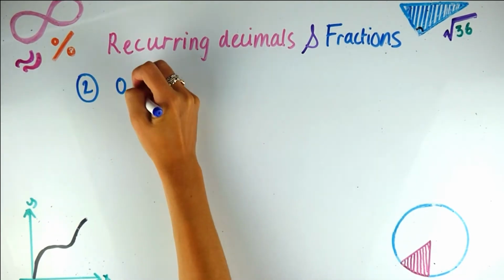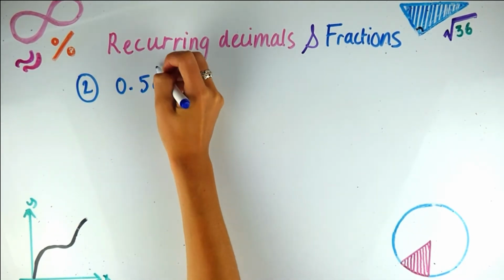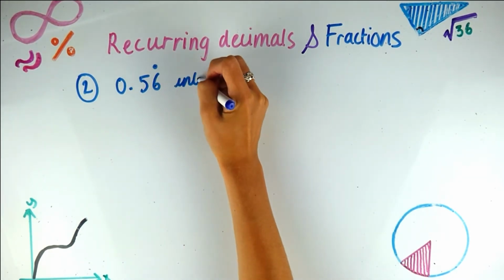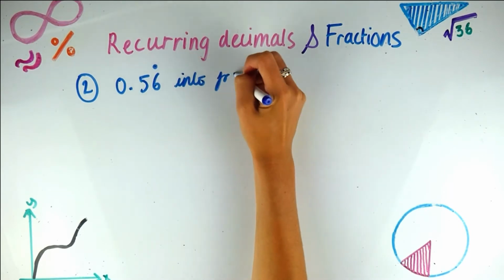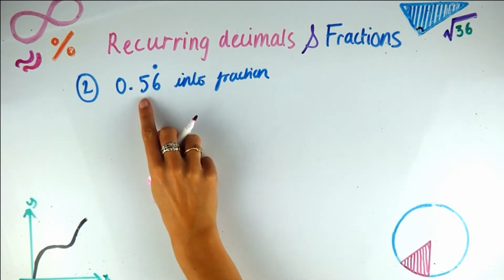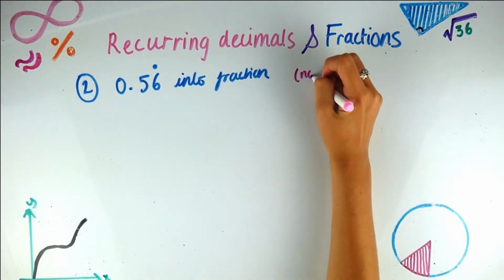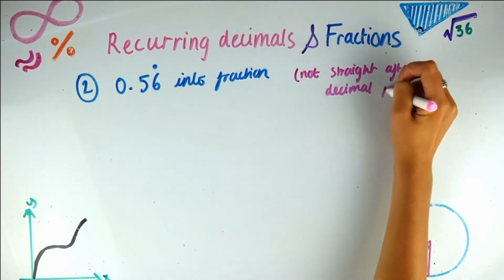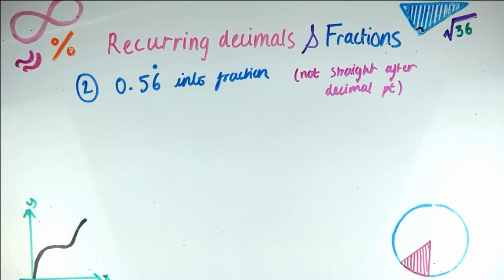So a type 2 is if we have something like this, 0.56 dot. So we're going from a recurring decimal into a fraction. We're converting, but this time it's not straight after the decimal point. We've got a 5 there that isn't recurring. So that's the difference between 1 and 2. Okay, so we're going to follow some similar principles here.